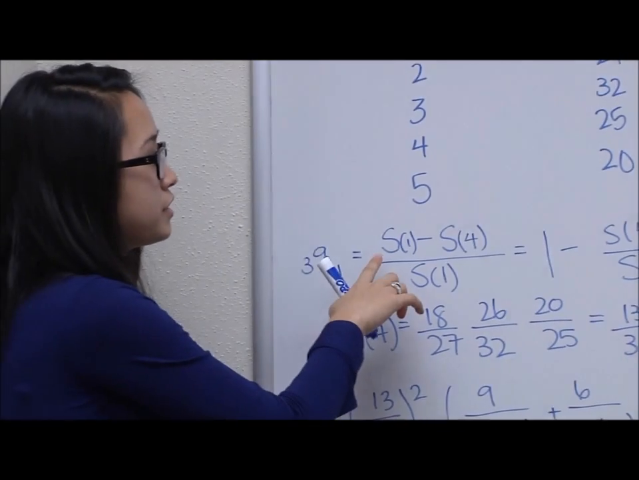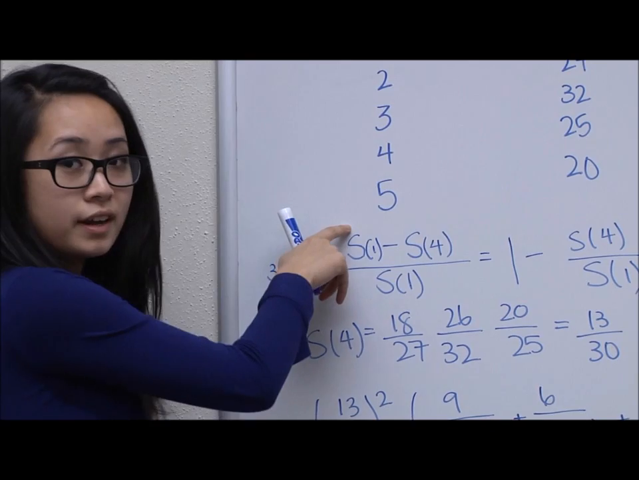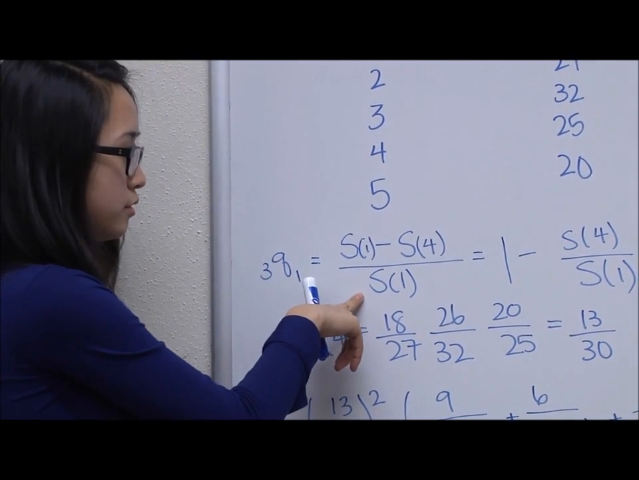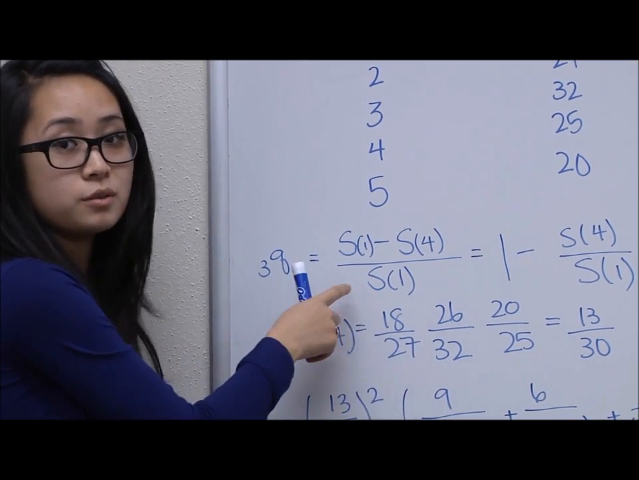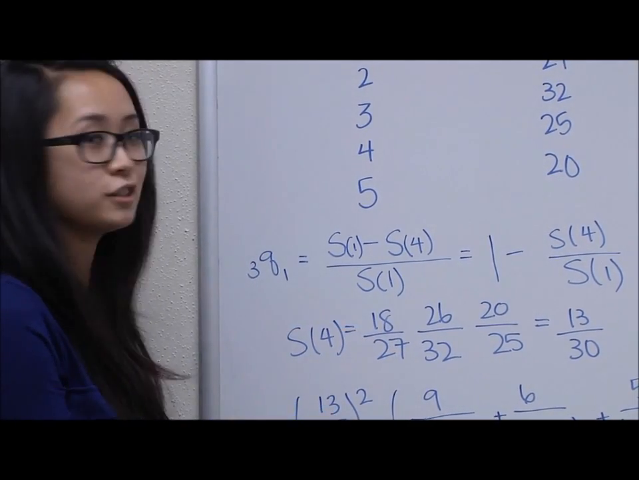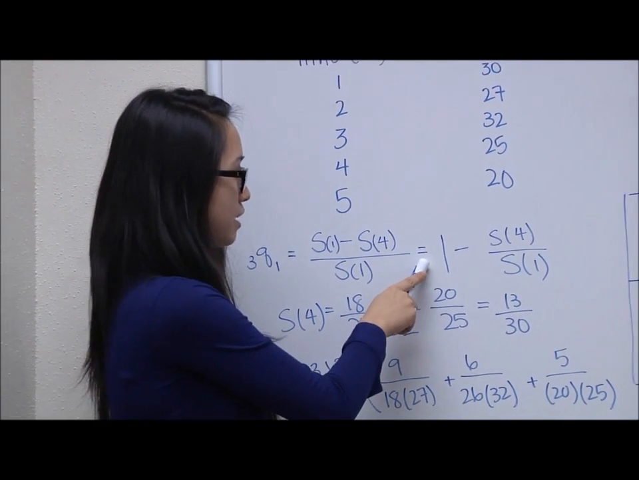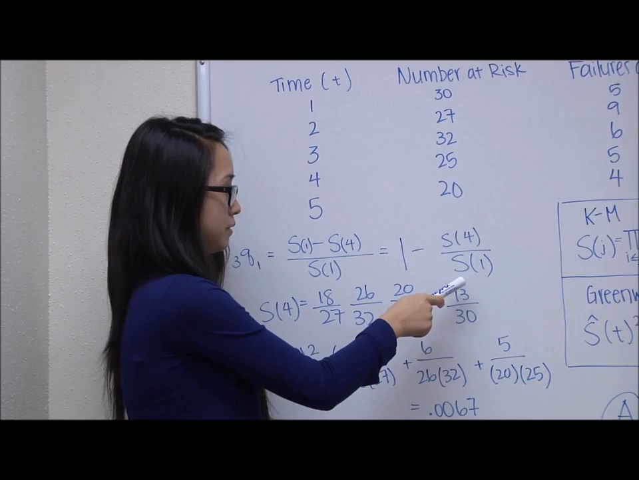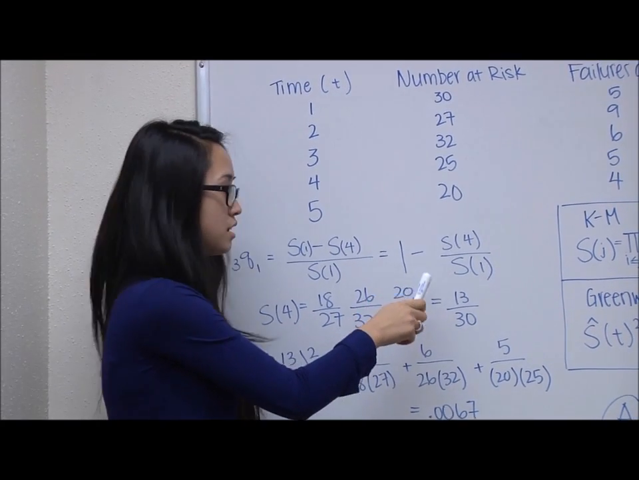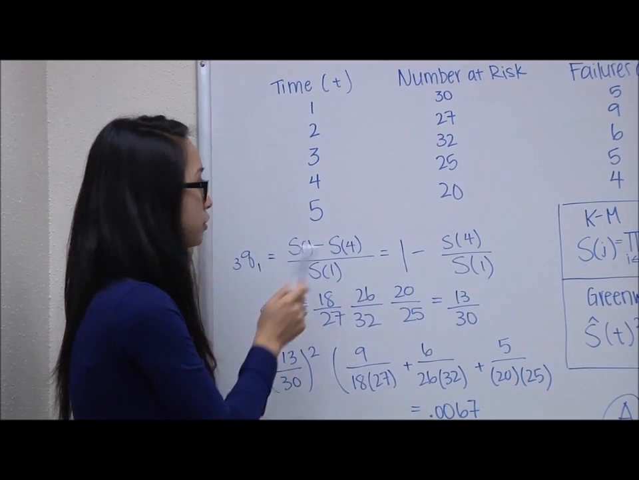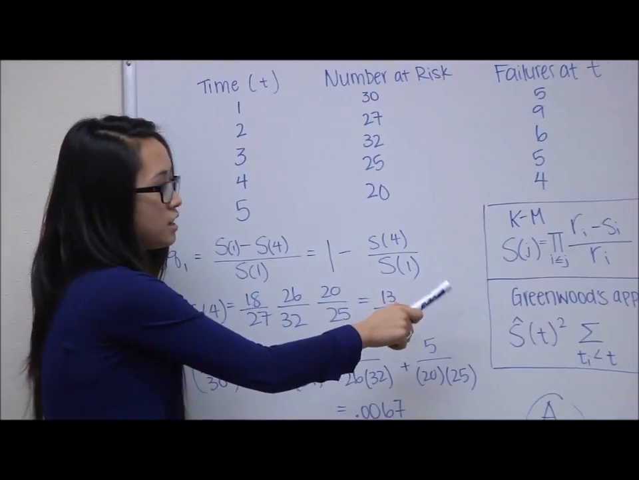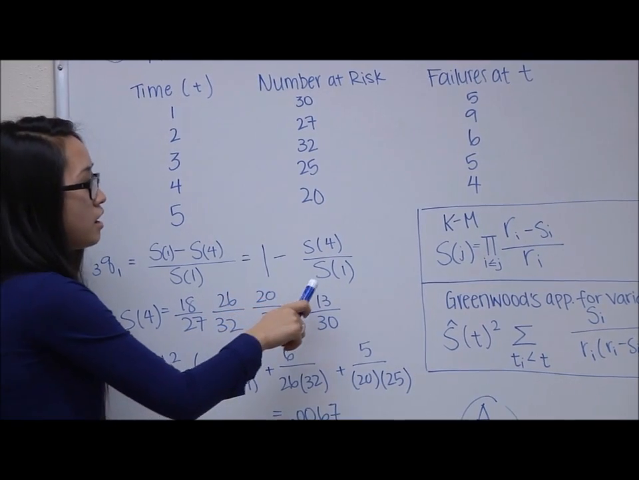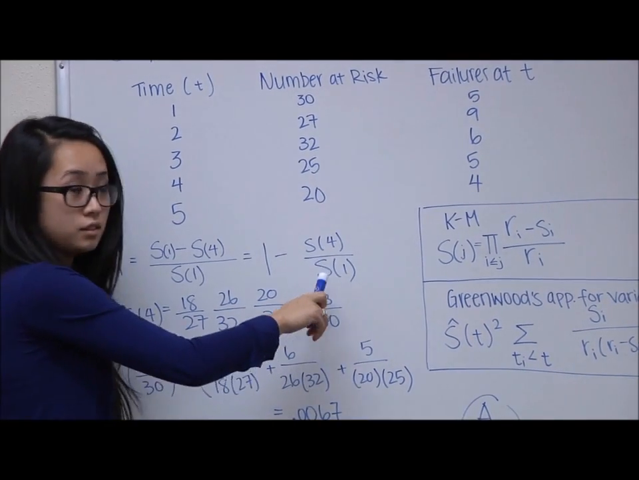So this, written in other words, is the number that survived to year 1 minus the number that survived to year 4, all over the number that survived to year 1, which is consistent with conditional probability. And simplifying that with algebra, that's equal to 1 minus S of 4 over S of 1. So when you're approximating the variance with Greenwood's, you're approximating the variance for S of 4, but only using the data set of people that have survived to year 1.